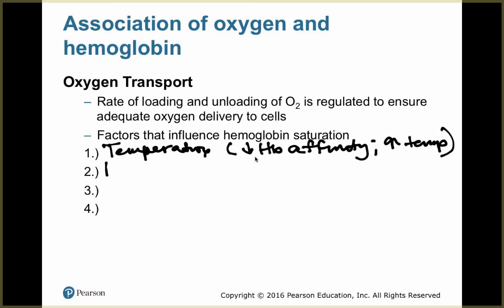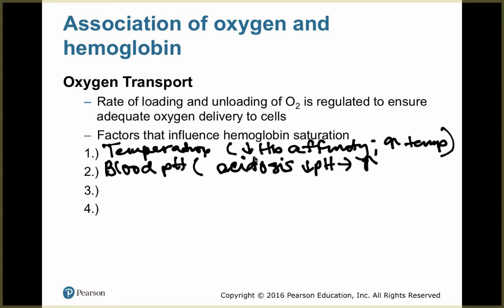2, you have blood pH. And so here, if you go through acidosis, which, if you remember from last semester, is a decrease in pH, making it acidic, right? This is going to increase the partial pressure of CO2, causing hemoglobin to oxygen affinity, or bond, to weaken.